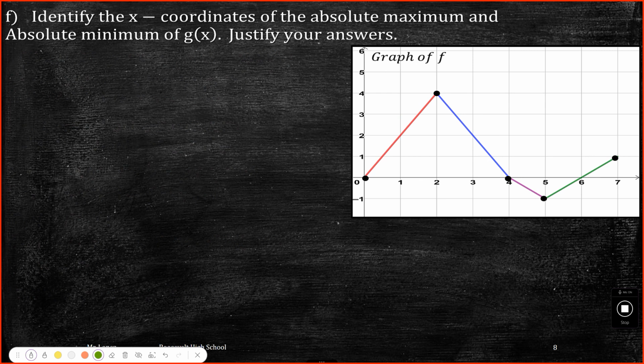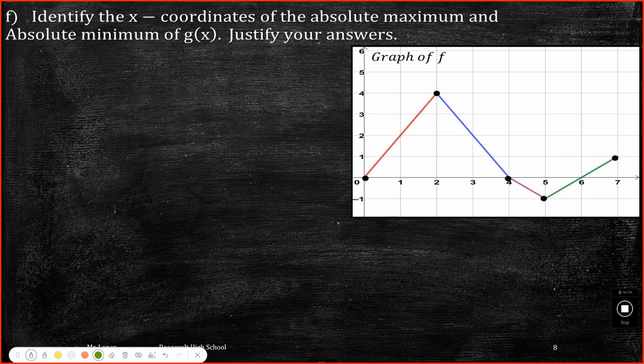Identify the x coordinates of the absolute max and absolute min of g of x. Justify your answers. Where are the absolute max and absolute min of g of x? What are the conditions for that? Oh, it's talking about absolute maximums and absolute minimums.